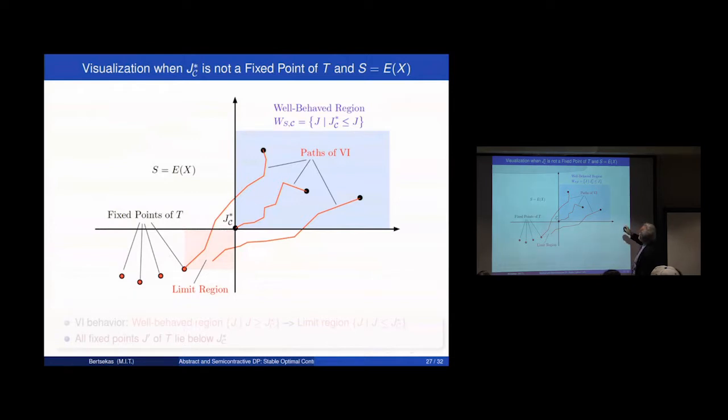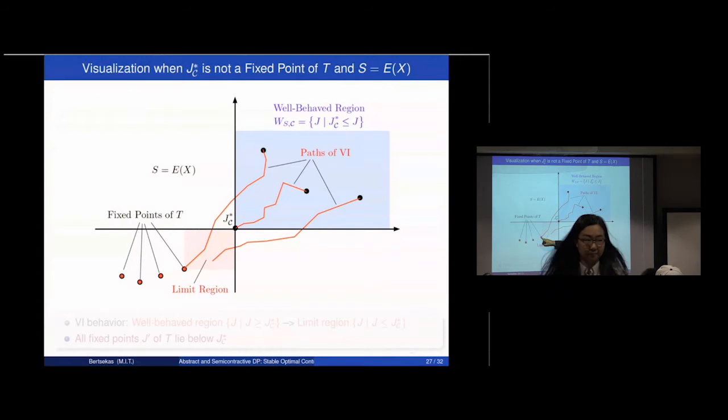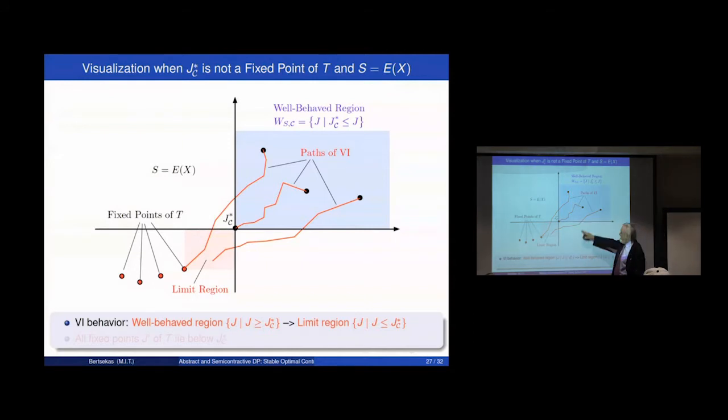Okay, this is a figure that relates to the case where J star of C is not a fixed point, but S is the entire space. So the well-behaved region is whatever lies above J star of C. Now, according to the theorem I just gave you, all the fixed points of T lie below J star of C, and the limits of value iteration are in this red region, demarcated by J star of C from above and from the largest fixed point of T from below. Okay. So from the well-behaved region, we go to the limit region with value iteration, and all fixed points of T lie below J star.